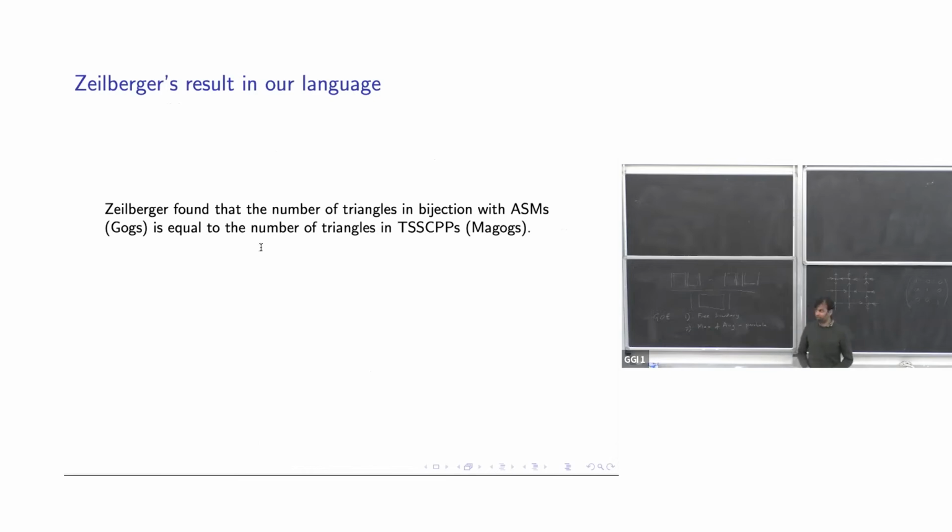Right, so next step is to translate what Zeilberger did into our language. So I told you that Zeilberger showed that the number of TSS-CPPs is equal to the number of ASMs. And actually, he proved a little bit more. He showed that the number of triangles in bijection, some triangles called GOGs, which correspond to ASMs, is equal to the number of triangles in TSS-CPPs called MAGOGs. And in particular, if you freeze off particular triangular regions and just look at trapezoid regions of these things, they also are equal. Okay? So what does that mean in our language?